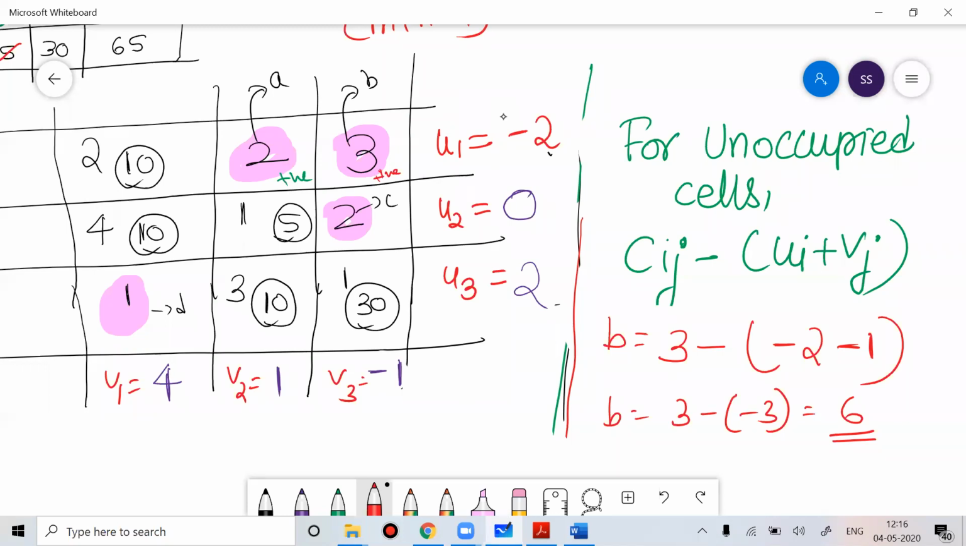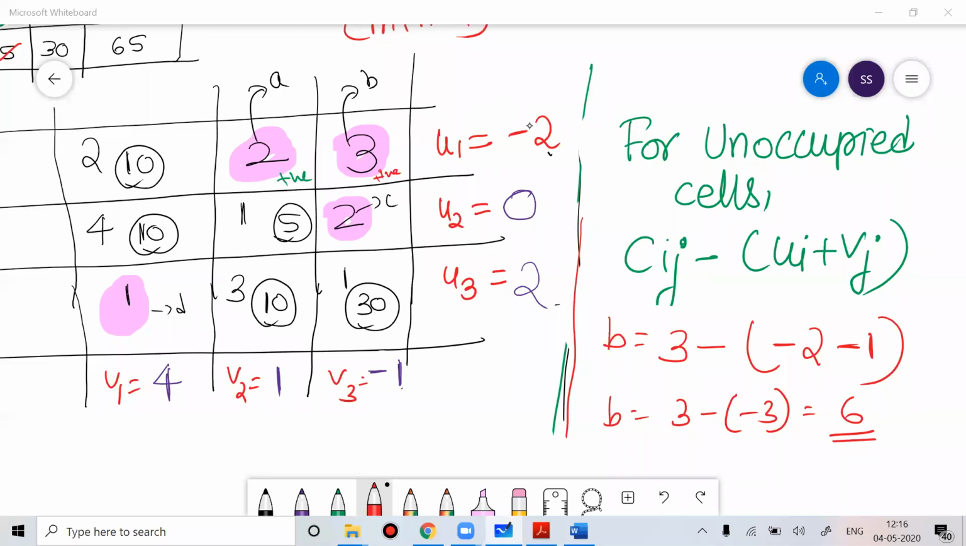Do this for all cells which are unoccupied. Use the formula Cij minus (ui plus vj). Till now, anyone have doubt? I have done for A and B. Guys, everyone is understanding, right? Nobody is responding, so I'm assuming that you are understanding.